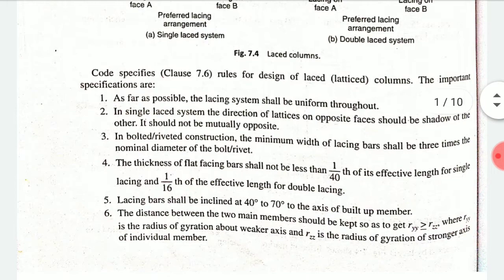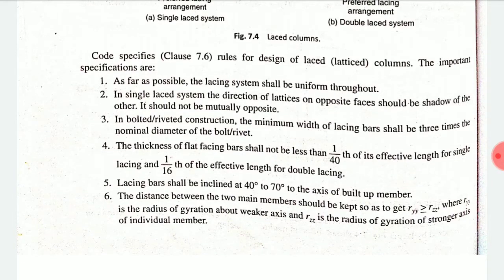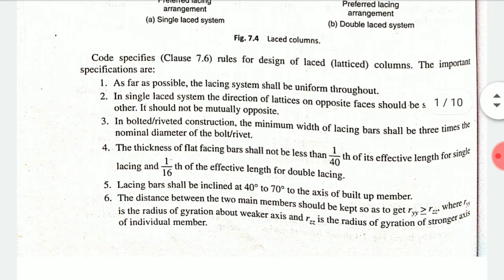First one, as far as possible the lacing system shall be uniform throughout. What it means is the spacing between the lacings provided shall be kept uniform. You cannot provide it non-uniformly. Second one, in a single laced system the direction of lattices on opposite faces should be the shadow of the other. It should not be mutually opposite.